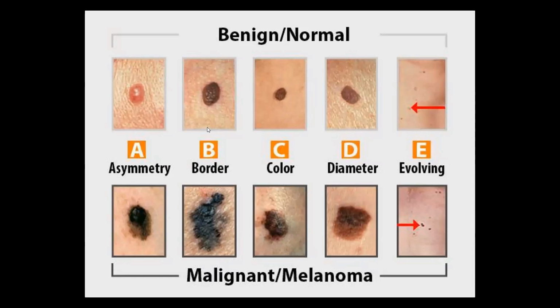So asymmetry, we're looking for. If you see variations in that lesion, that's one of the things. Border wise, we look for irregularities in borders. Is it well defined? Things like that. Color consistency, we want even color versus multiple colors. And when we say diameter, changes in size.